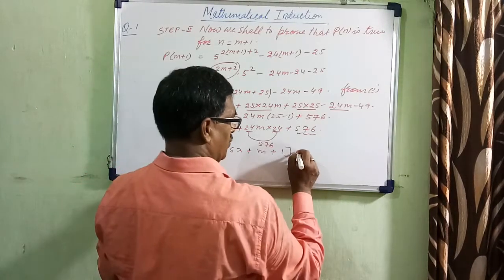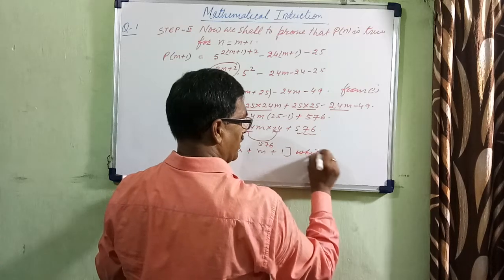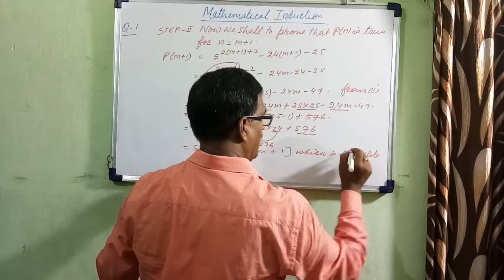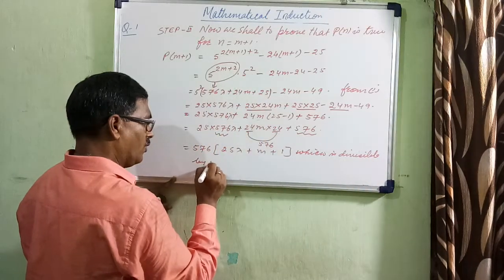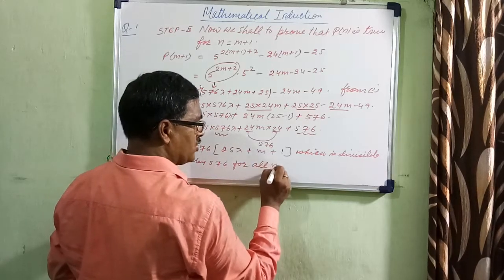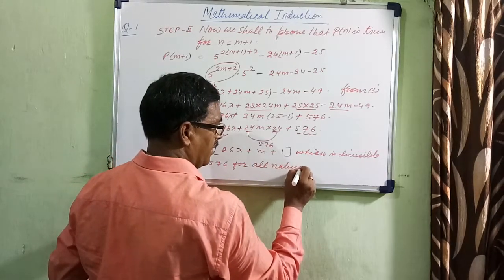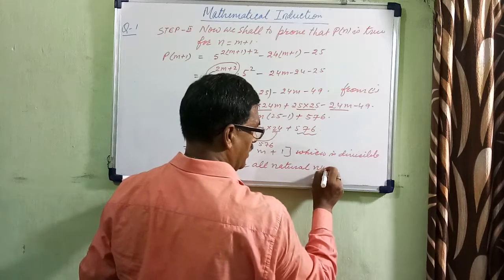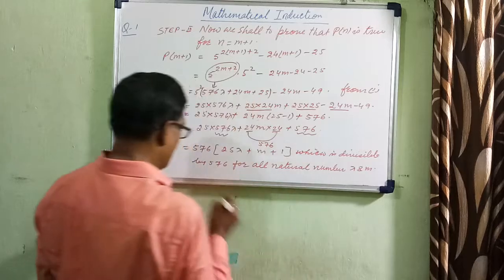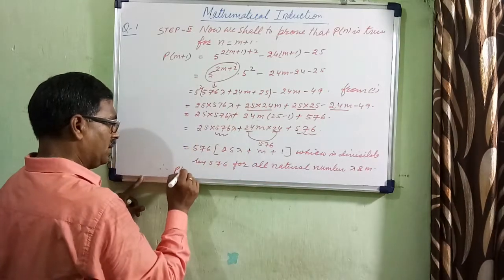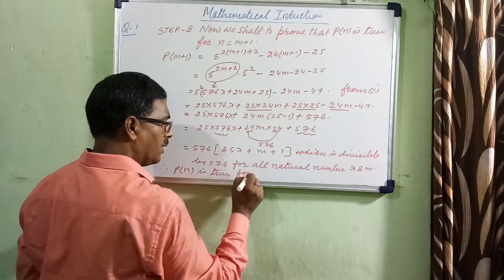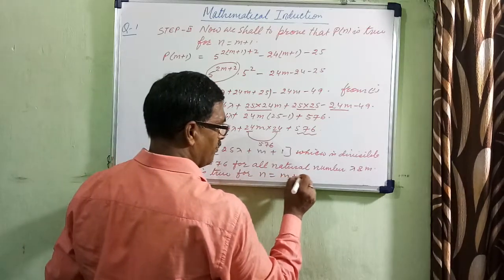So which is divisible by 576 for all natural numbers lambda and m. Therefore we can say Pn is true for n is equal to m plus 1.